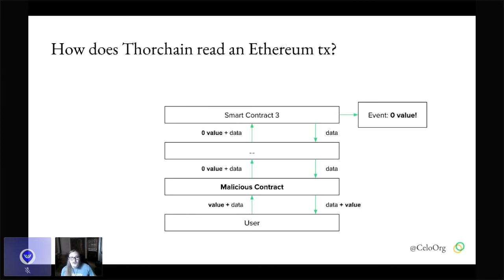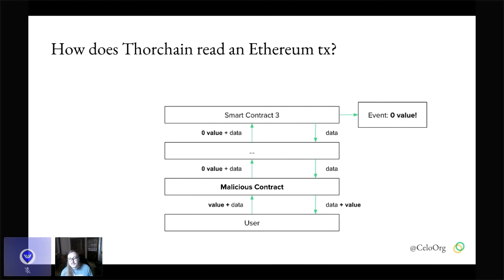Okay, so what actually happened with Thorchain is that the user sent value to a malicious contract, and the malicious contract forwarded on 0 value to Thorchain. Smart contract 3 here should be the Thorchain router. Looks like I messed up my slides a little. So the user sent value in the top level transaction. So if you look at the transaction on Etherscan, you'll see Ether being sent. But it sent it to a contract that the user controlled and owned, which held on to that value and then returned it to the user at the end of the transaction.